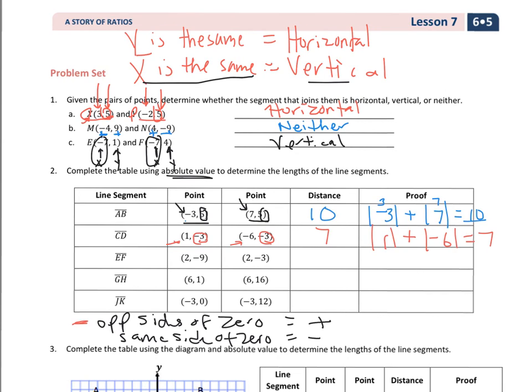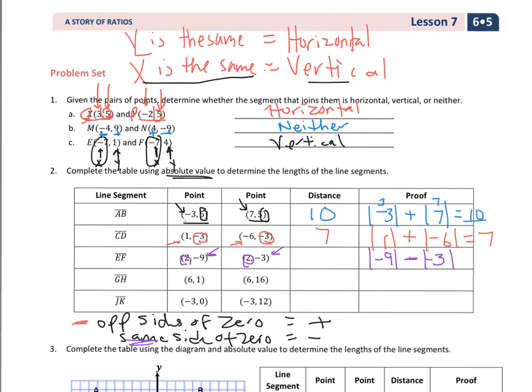Now here's where our next spot comes into play, where we can show the difference between them. I see that we have a 2 in the x, so we're looking at the negative 9 and the negative 3. So I still want to find the absolute value of them, but now they have the same sign, meaning they're on the same side of 0. They're both negatives. So I'm going to subtract those two.